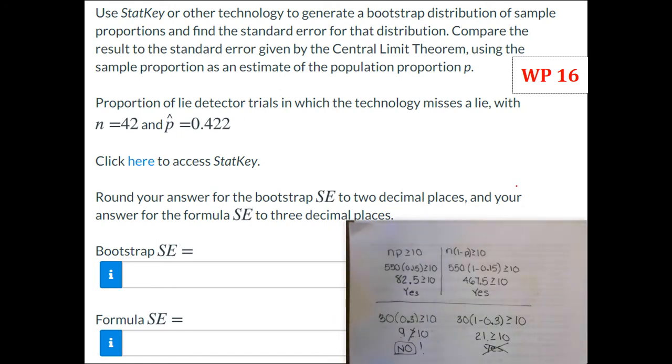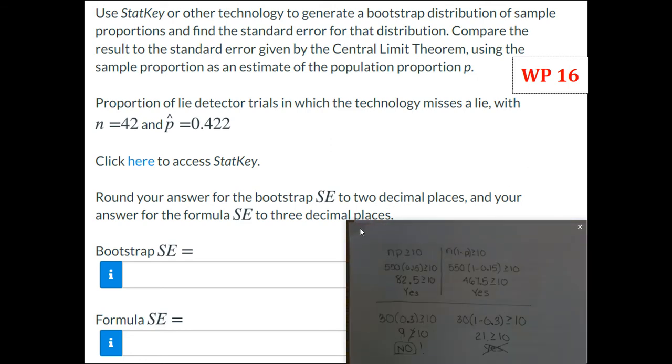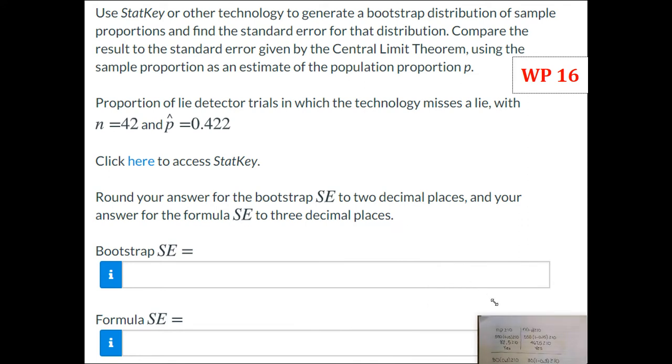So a couple of things here. It says use StatKey technology to generate a bootstrap distribution sample of the proportions to find the standard error for the distribution. Compare the results to the standard error in the central limit theorem. So, okay, we've got to do two things here. First thing we have to do is go use StatKey, and we need to do a bootstrap SE for an n value of 42 with a p hat value of 0.42. We will do that first.